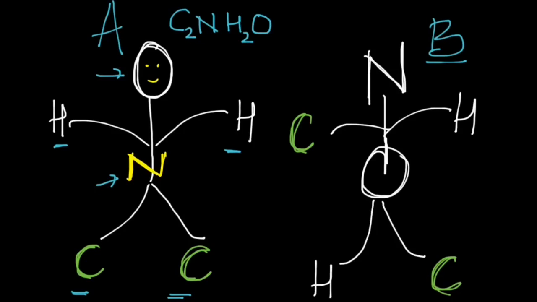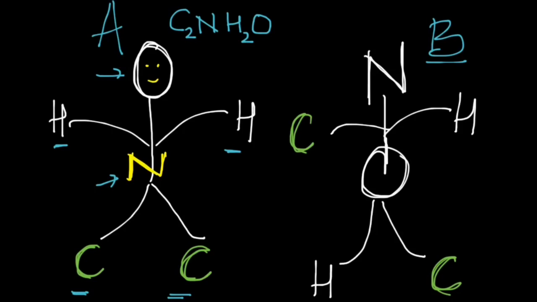Now in this example we are not concerned with the number of bonds. So such a molecule does not exist. We are just using it for an example. The molecular formula for A thus becomes C2NH2O.